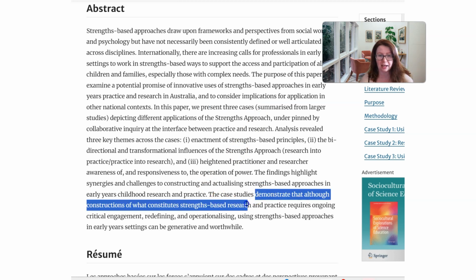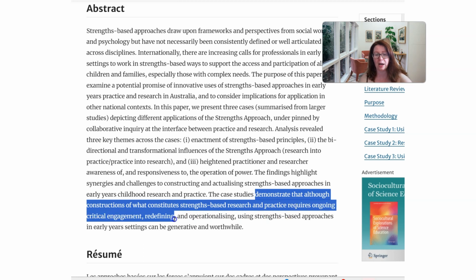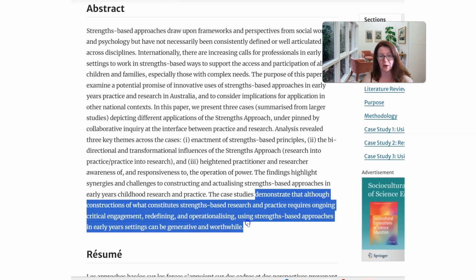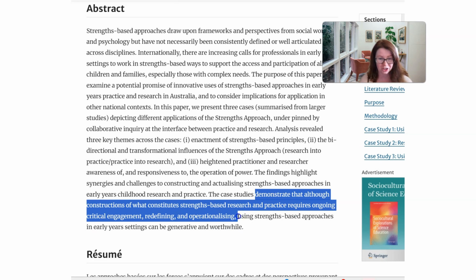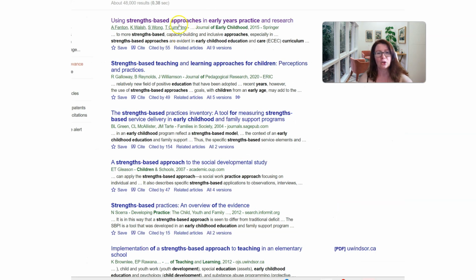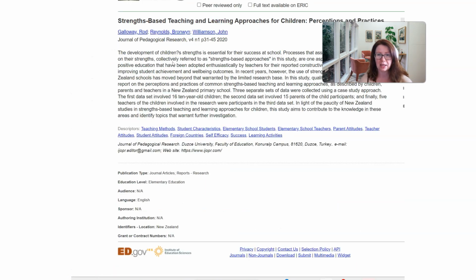They demonstrated that it still requires critical engagement, redefining and operationalizing. So it is a valid approach, but they talk about how it needs to be explained a little bit further. You can also open the other article and have a look at perceptions. So how, let's say, teachers in New Zealand perceive this approach. What do they think? And you can have a look in this article.